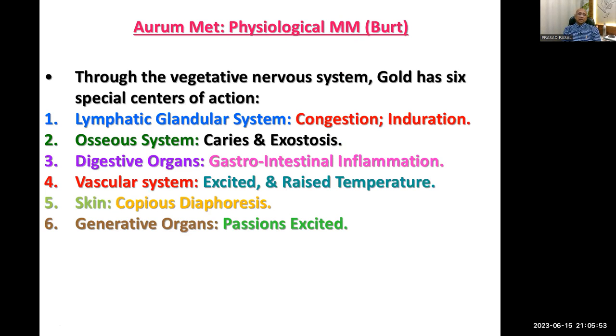With the help of physiological mathematics, we have understood the vegetative actions and specifically the action on the nervous system. It produces actions on the following systems: the lymphatic glandular system, producing congestion and induration. On the bones, that is the osseous system, producing caries, necrosis, exostosis. On the digestive system, it produces gastrointestinal inflammation. On the vascular system, it increases excited rest temperature, hypertension, atherosclerosis. In the skin, copious diaphoresis, extreme sweating. And last, on the generative organs, the patients are excited. At the same time, some complications like undescended testes, that is also Aurum.